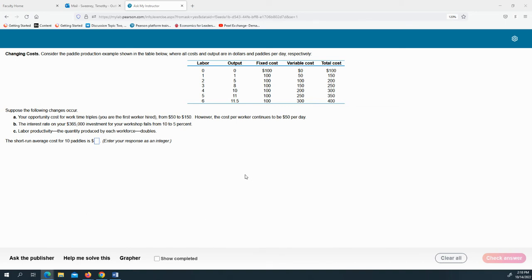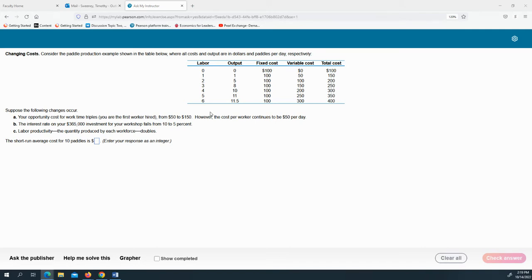Okay, I'm going to go ahead and use Help Me Solve This and just narrate what they're doing in it, okay? Because it'll actually change the thing. So to begin with, all three of these, A, B and C, are going to change the numbers on this table. And therefore, down at the bottom, after all this stuff has happened, what is going to be the short run average cost of 10 paddles?